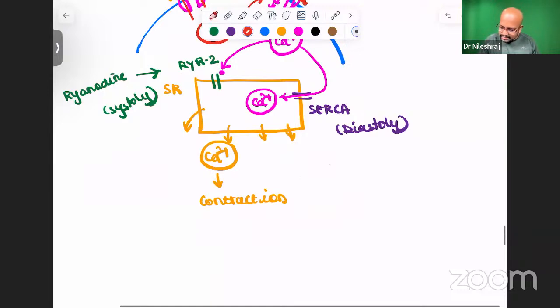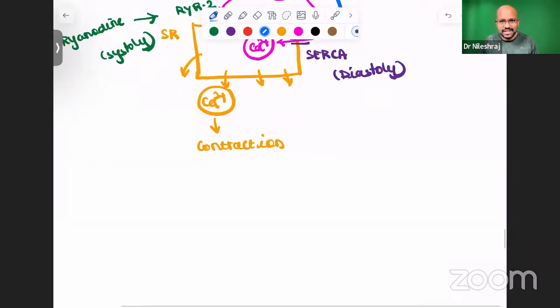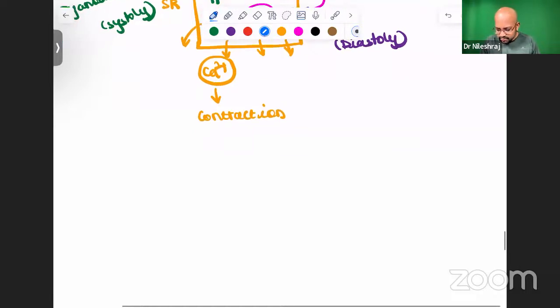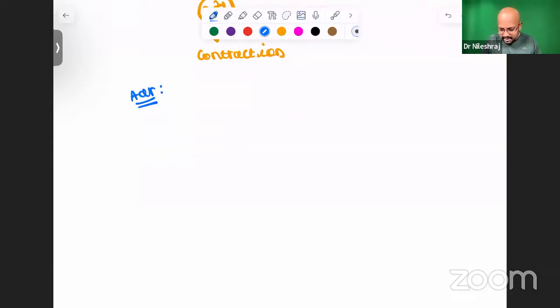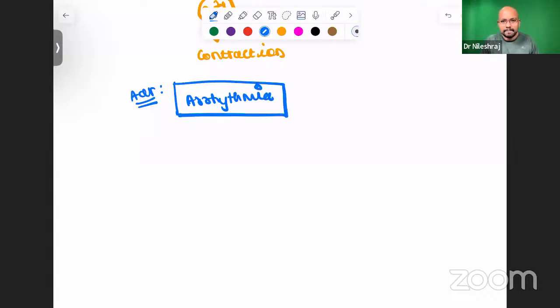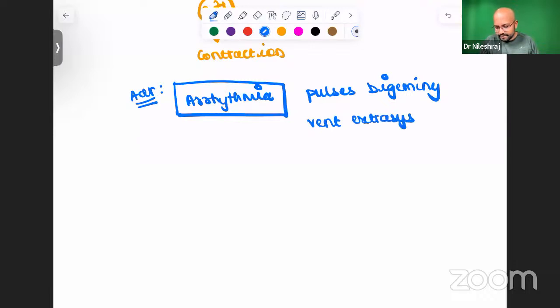Now, this digoxin, because it is increasing the calcium levels inside those cells, might be producing lots of adverse drug effects. Digoxin will be producing lots of adverse drug reactions, primarily arrhythmia. Most commonly, patients might develop pulsus bigeminy, which might be expected, and ventricular extrasystoles might be developed because of this digoxin.